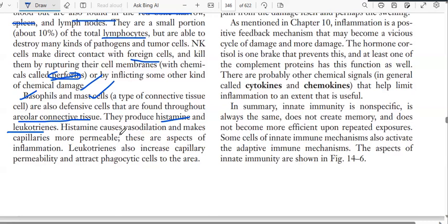Leukotrienes. Histamine causes vasodilation and makes capillaries more permeable. These are aspects of inflammation. So, in the market, we have antihistamine drugs like cetirizine, levocetirizine. So, basophils will act like mast cells.